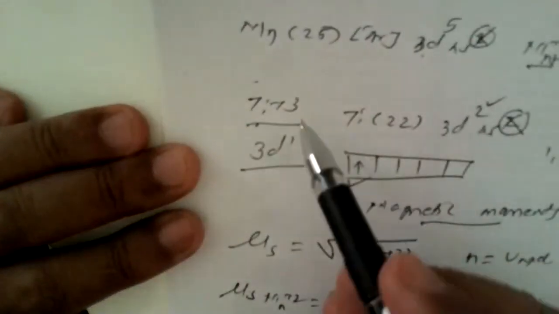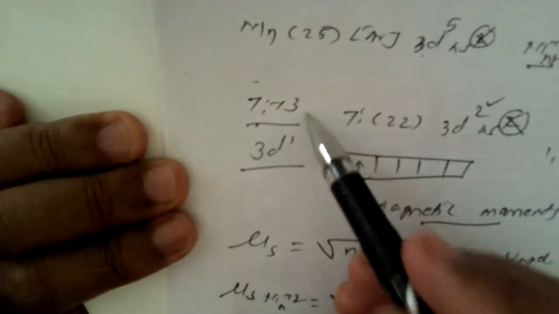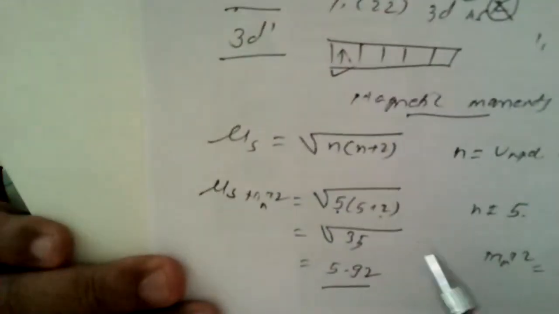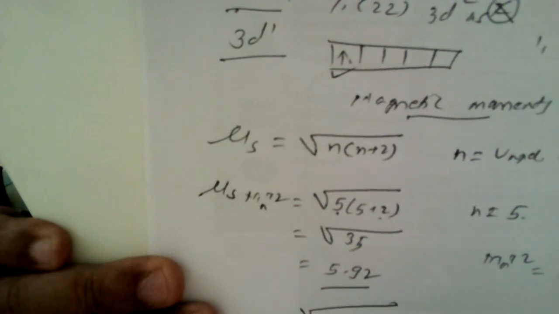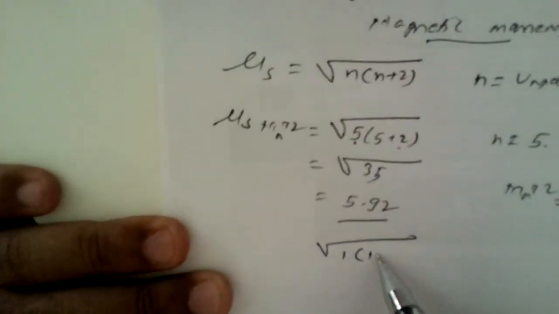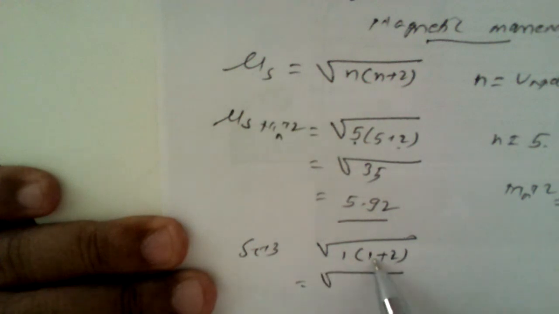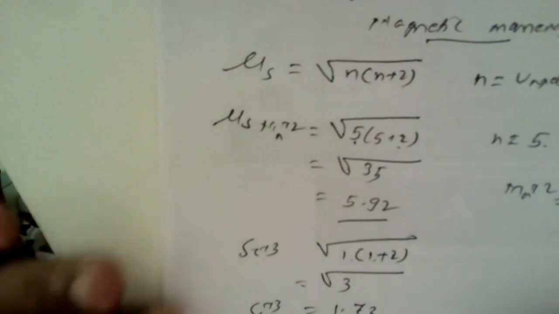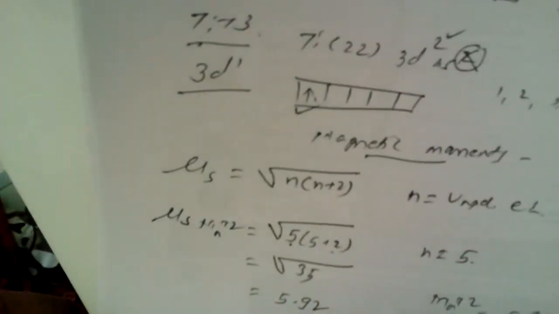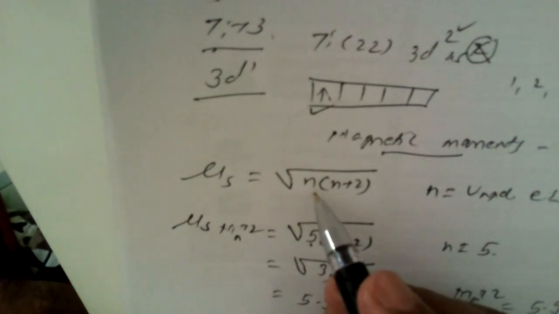Similarly, suppose we want to calculate the magnetic moment for Sc+3 containing only one electron. Here we can put 1, that is the number of unpaired electrons, plus 1 plus 2. Here this is scandium +3, then 1 plus 2 is 3, multiplied by 1, square root of 3, that is 1.73. So this is the magnetic moment of scandium +3. In this fashion, we can put the value of the number of unpaired electrons where we have written n, and we can calculate the magnetic moment for all these elements.